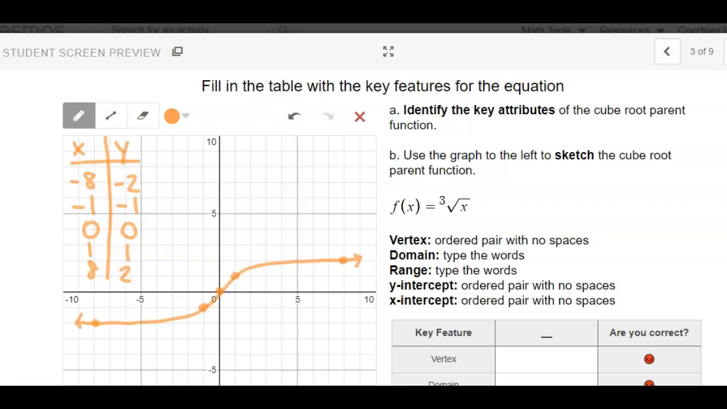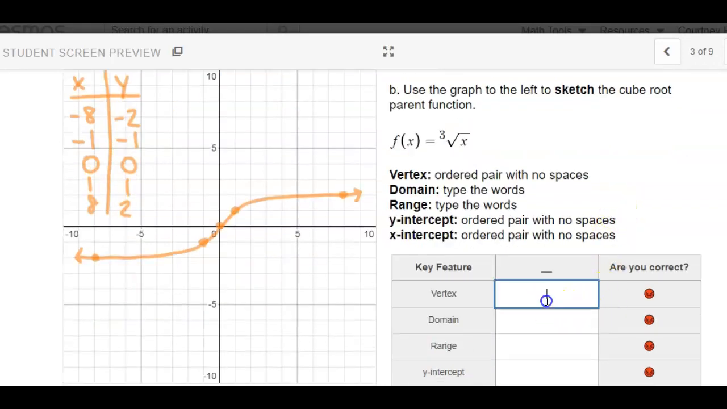Okay, I'm going to head on over to my keyboard so that I can type in the key features here the way that I'm asked to. Let me scroll down a little bit. My vertex, my turning point, is right here in the center. That would be the origin, 0, 0. Notice how if you leave off a parenthesis, the "Are you correct" column still shows an angry emoji. So make sure that you complete your ordered pair with parentheses.